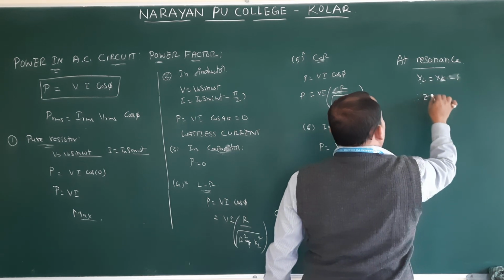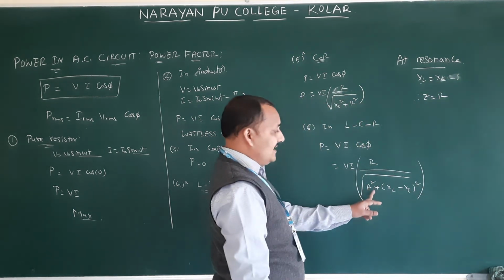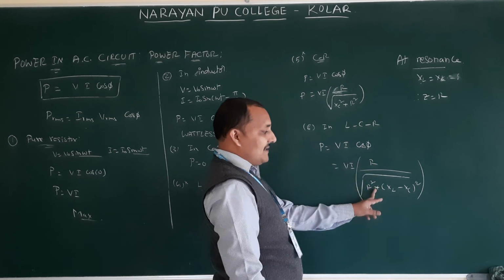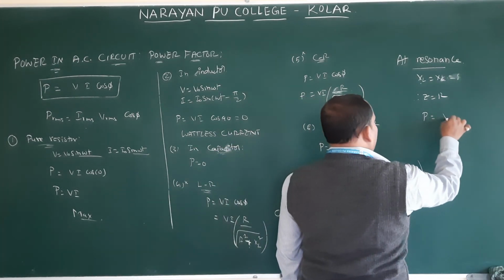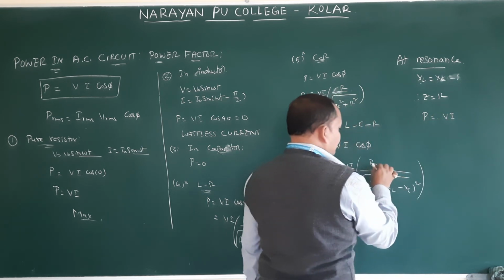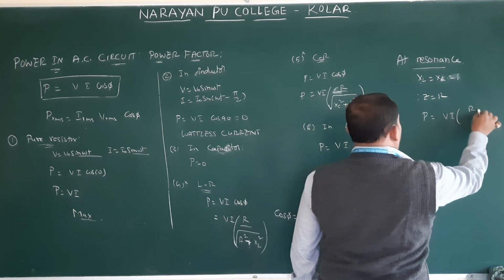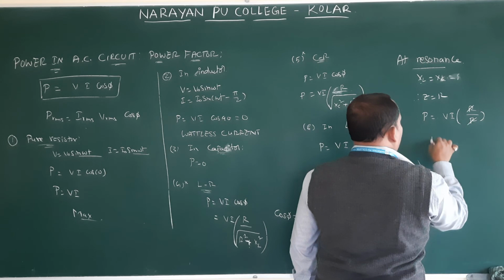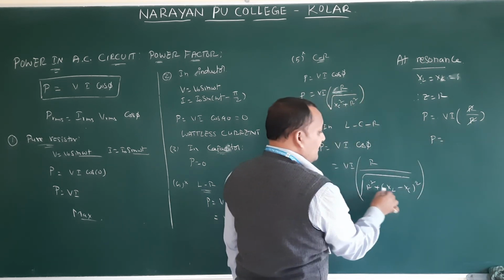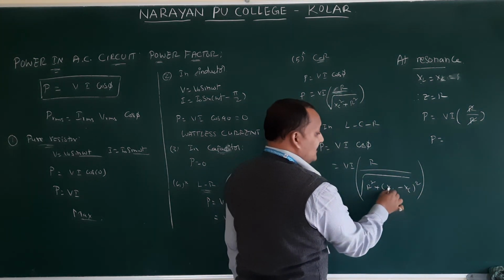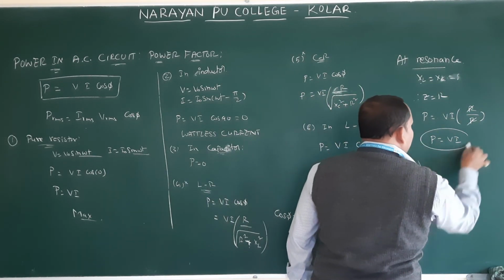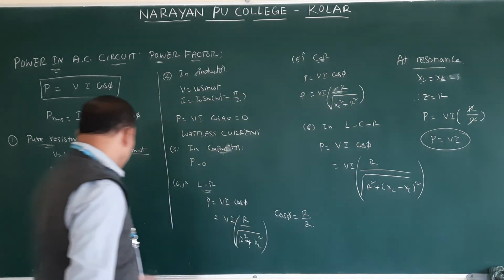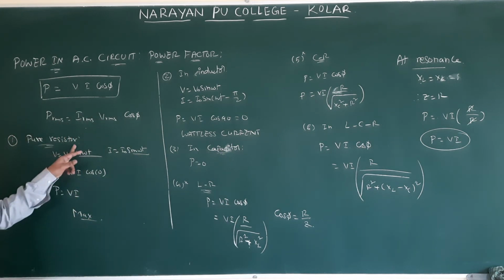Therefore, Z is going to become R. Z becoming R means this R by Z value is going to become 1. At that time, power is equal to VI times R by R, because this XL minus XC term is 0, leaving R square. Square and root will be cancelled. So we get VI. See this VI, where did we get it? In the case of a pure resistive circuit.